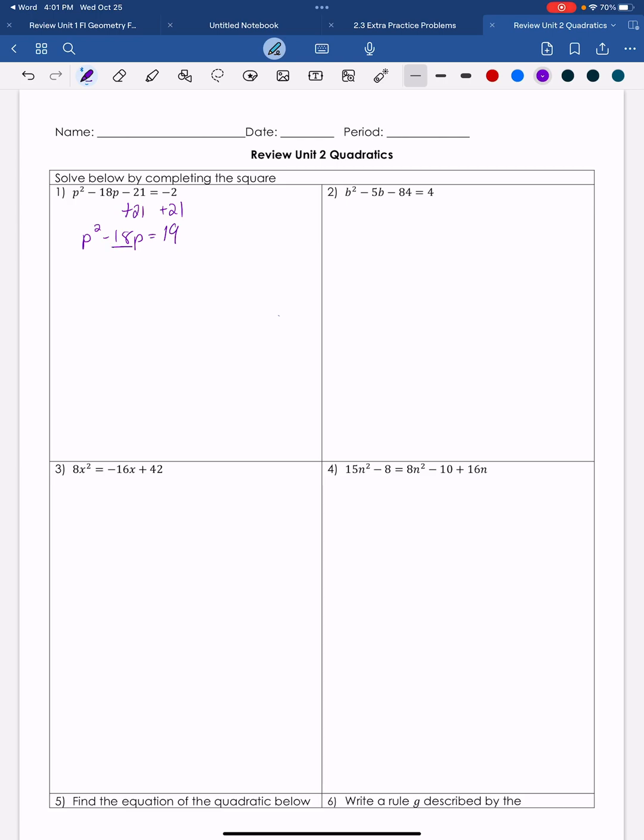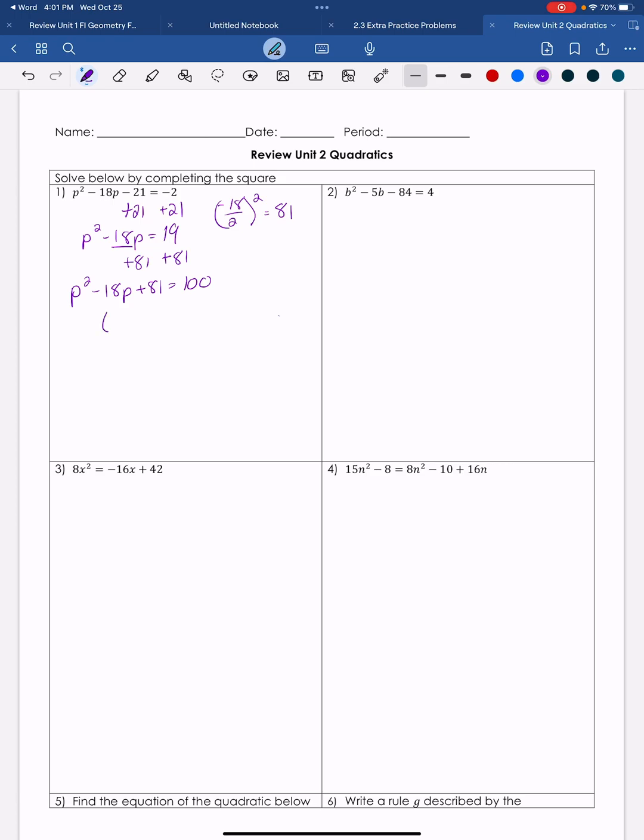Then you take your b term, which is negative 18, divide by 2 and square it. So 18 divided by 2 is 9, 9 squared is 81. Make sure you add 81 to each side. So I have p squared minus 18p plus 81 is equal to 100.